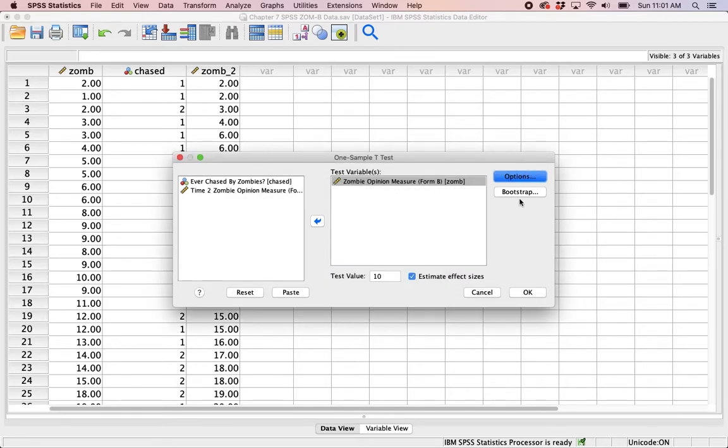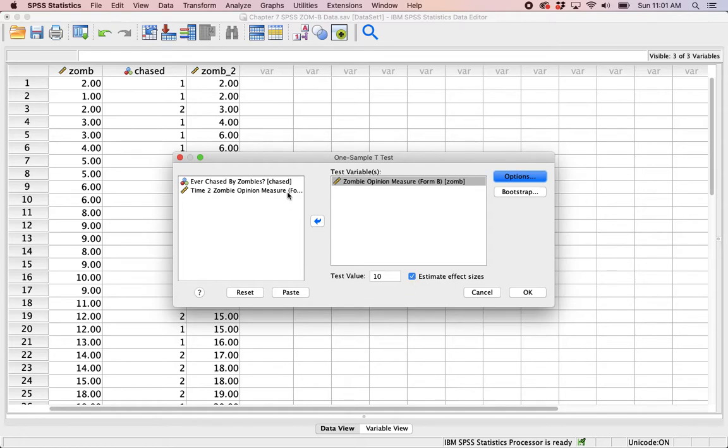You'll see the bootstrap button. That's for a more advanced procedure that we're not going to learn in the class, so don't worry about that. I actually don't know if in your version you have this option to estimate effect sizes. I do, so I'll show it to you because I think it's worth knowing, but it's something you can hand calculate very easily, even if you don't have this option. So perhaps let me know if you've got that option. I certainly have it in my version, which I think is the same as yours, but let me know.